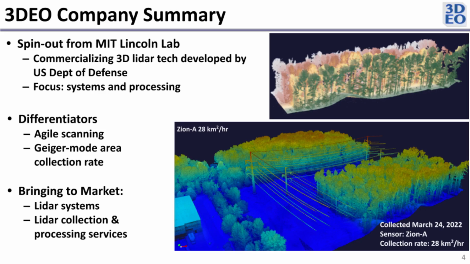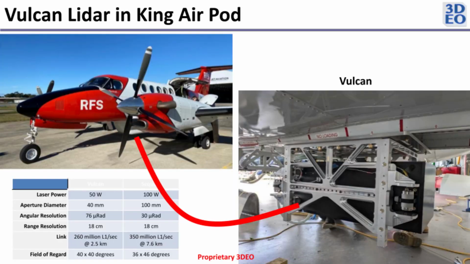One thing that's different from other entities that have done Geiger-mode Lidar work in a commercial way, our scanning is very agile, and that turns out to be extremely important in forestry applications. And then the area collection rates, of course. You can read the rest. We do sell systems, that's our primary business, but we're also very happy to do pilot projects for customers and work with people who might want to use these on a wider scale.